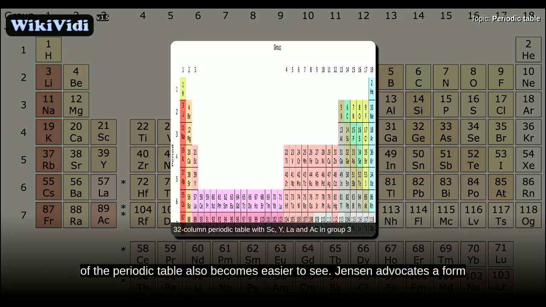Jensen advocates a form of table with 32 columns on the grounds that the lanthanides and actinides are otherwise relegated in the minds of students as dull, unimportant elements that can be quarantined and ignored. Despite these advantages, the 32-column form is generally avoided by editors on account of its undue rectangular ratio, and the familiarity of chemists with the modern form.